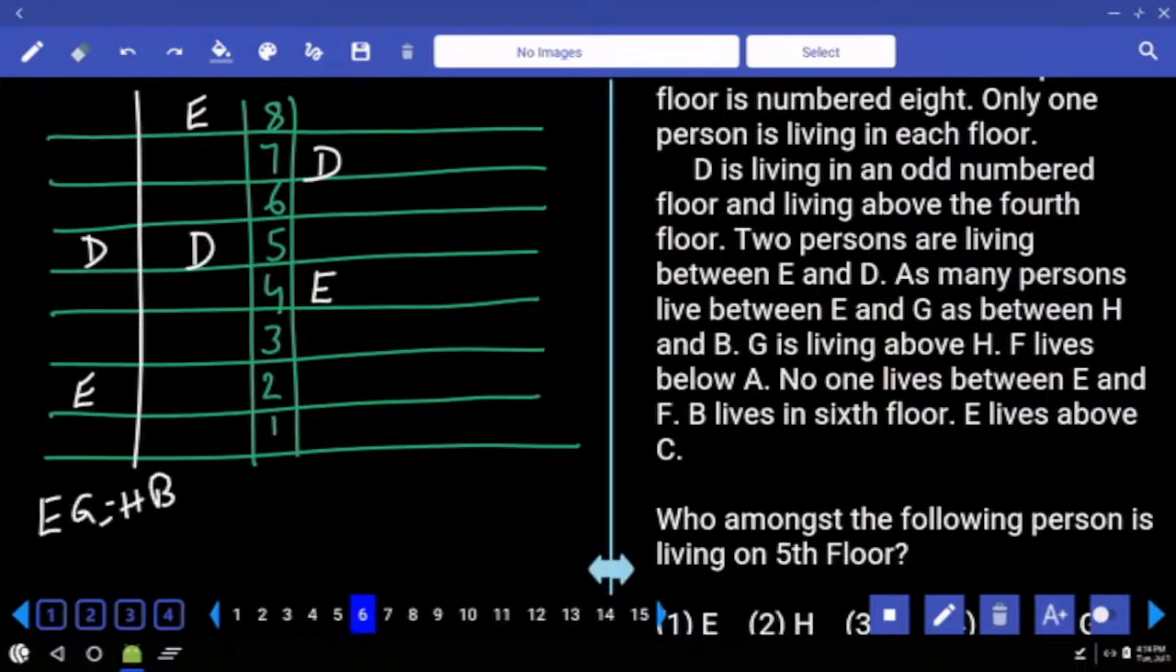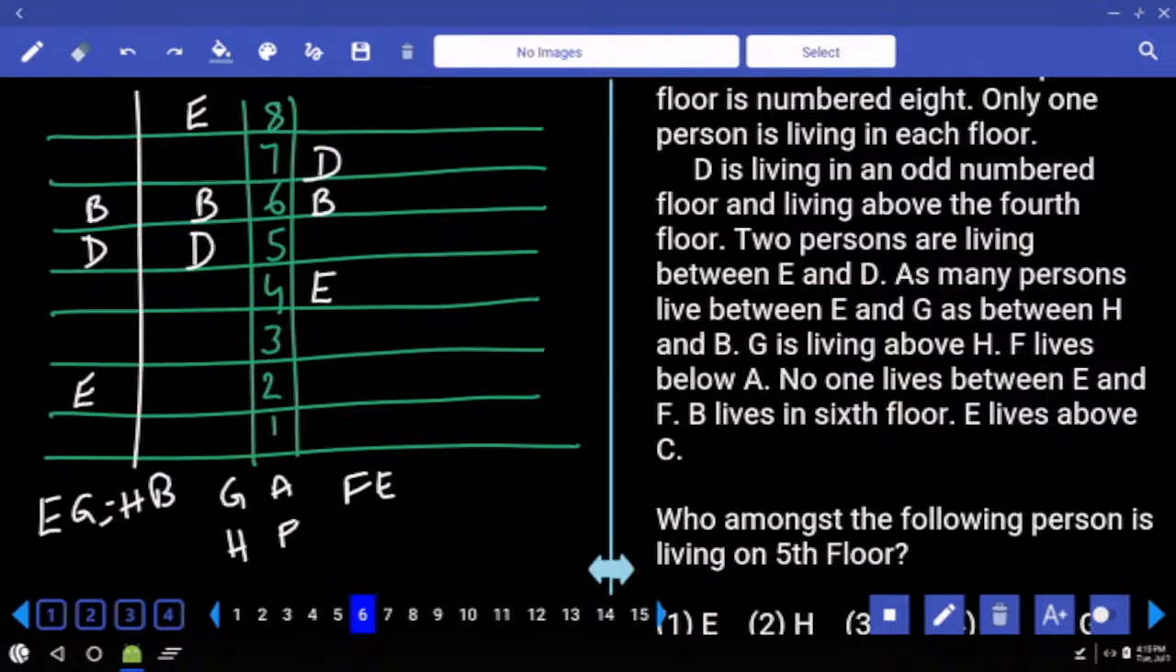Next one, G is living above H. Now G is living above whom? H. F lives below E. No one lives between E and F. E and F are adjacent to each other. Clear? And B lives on the 6th floor. Now B is here, on the 6th floor.